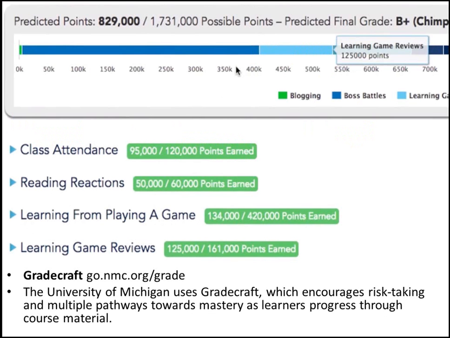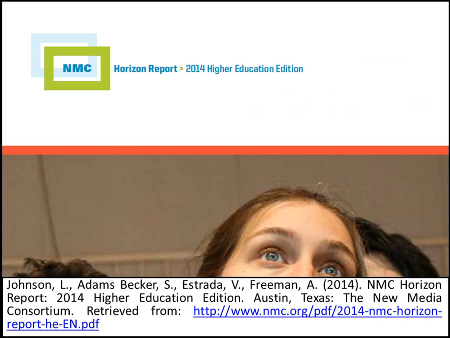You can see here more information: class attendance, reading reactions, so very important interactions, learning from playing a game, learning game reviews. So this is a very interesting way to understand what's going on in the educational processes. In this example, it is a grade graph. So pretty much this is learning analytics.